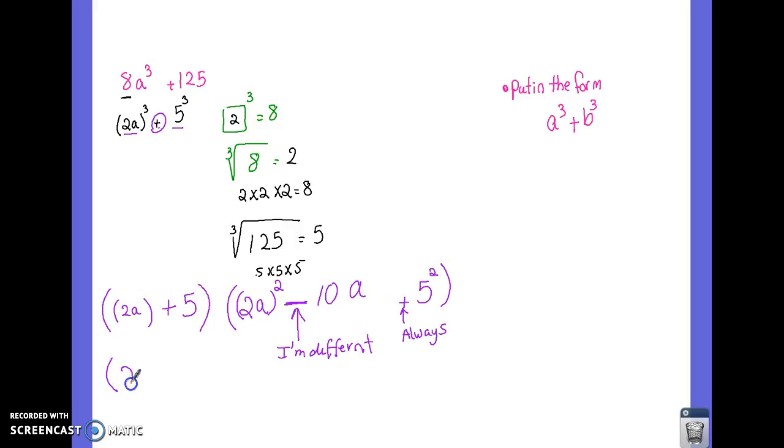Now, let's simplify it more. 2a plus 5 times 4a squared. It's 2 times 2, or 2 squared is a 4, and a squared is a squared. I'm still stubborn and different. This sign always follows the lead. 5 times 5 is 25.